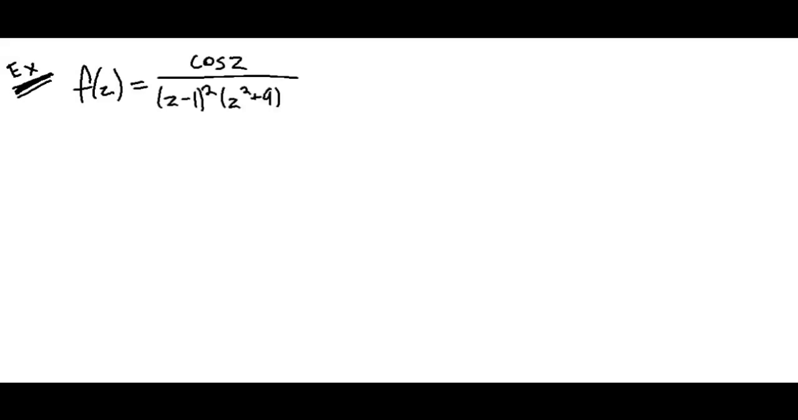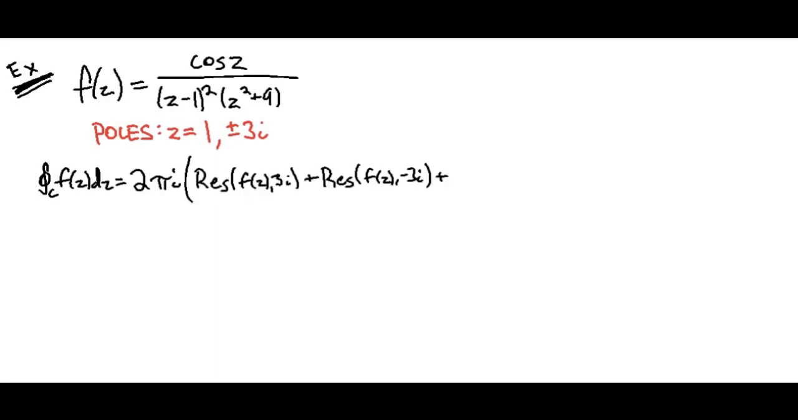Now, we're going to do our most grueling example yet. You may or may not ever come across one like this, but you can test us to see if we know how to do these residues. Our function is going to be the cosine of z over z minus 1 squared times z squared plus 9. We have 3 poles in this system, one at z equals 1, one at z equals 3i, and one at z equals minus 3i. Our pole at z equals 1 is a pole of order 2. Now then, our integral is going to be the sum of these 3 residues.